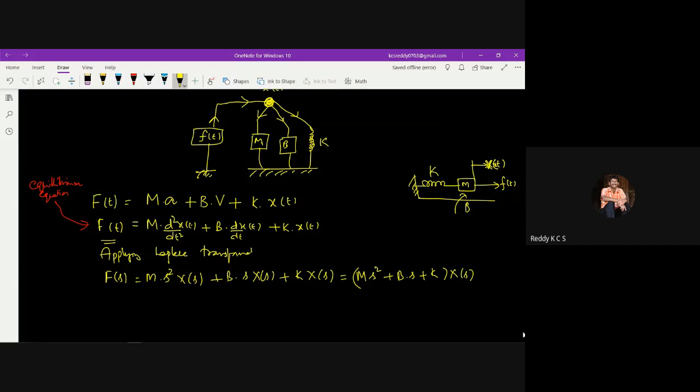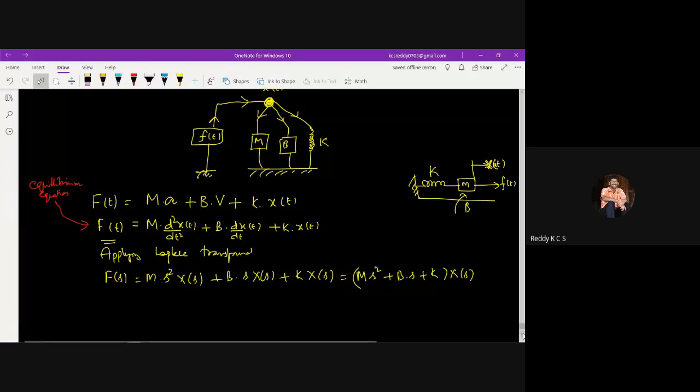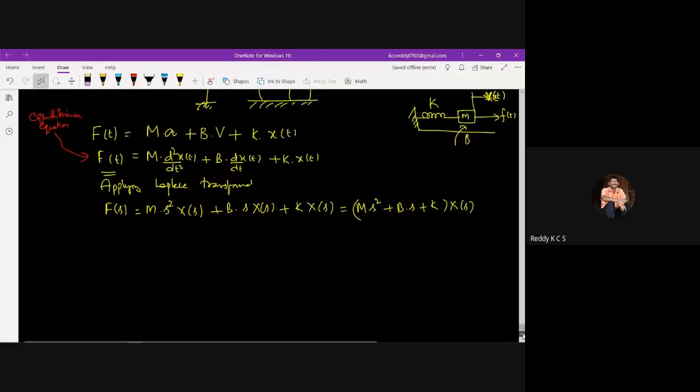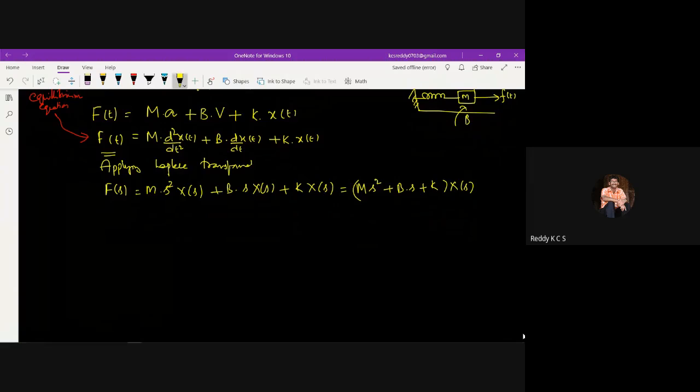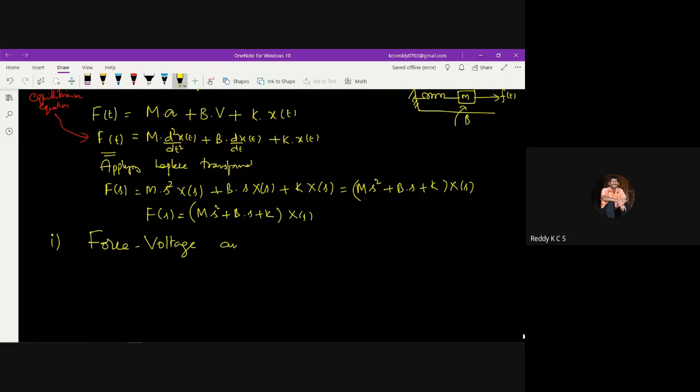Now first I take the force-voltage method. So you need to know what all the replacements are. This is the equilibrium equation for this particular given physical system, F(s) equals (m s² plus b s plus k) X(s). We need to replace the terms here. First and foremost, we'll take the force-voltage analogy, which in the question is given first.